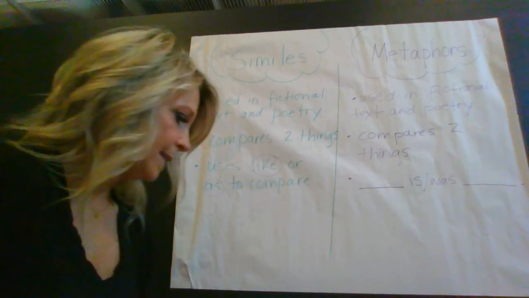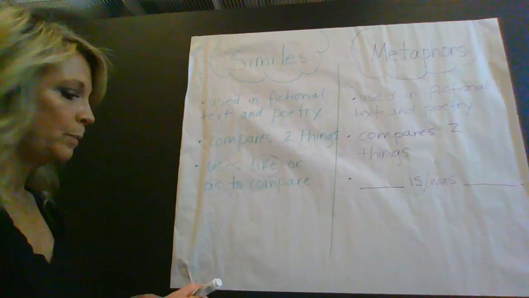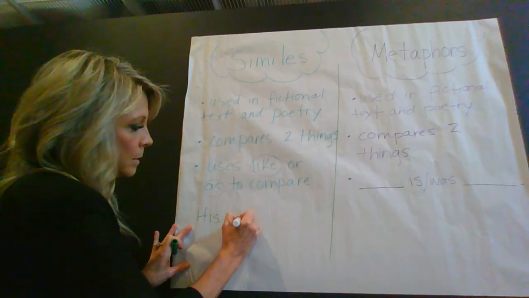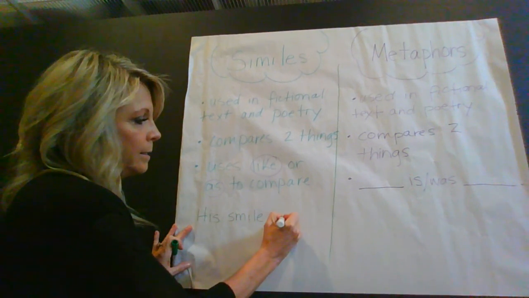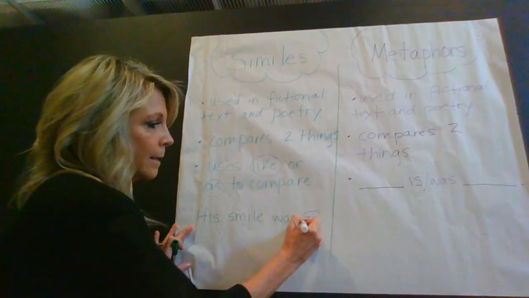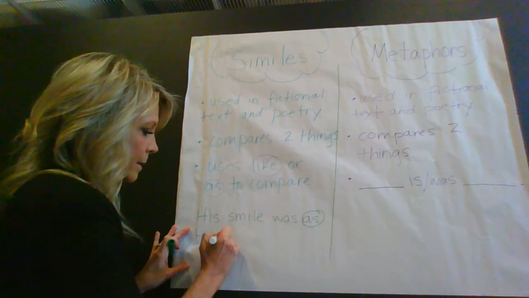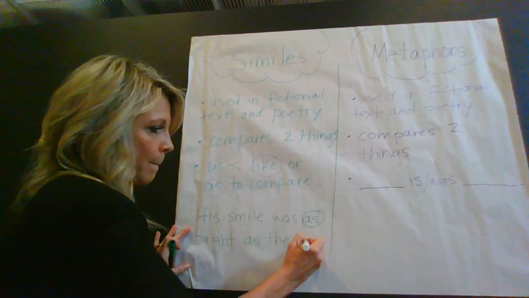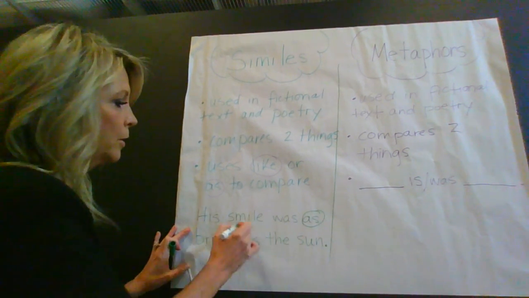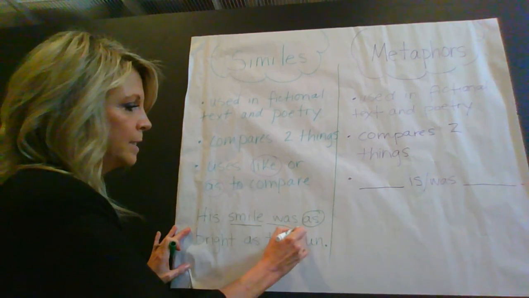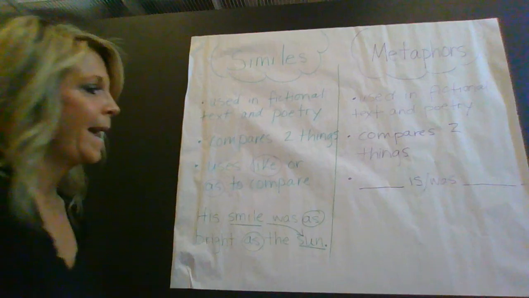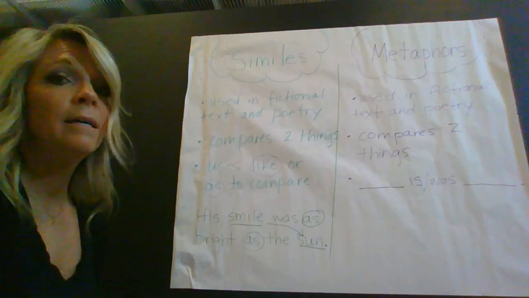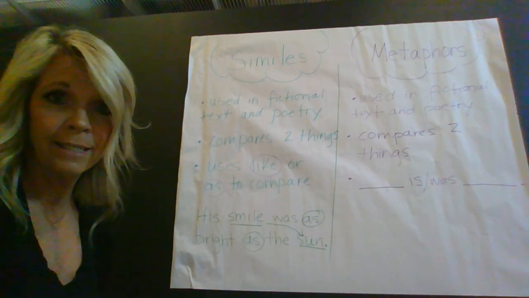Okay, so let's take a look at some examples. Let's do a simile first. We would say something like, his smile was as bright as the sun. So we are comparing his smile to the sun, and we're using the word as to do it. We could also say his smile was like the bright sun. Still a simile, just using the word like instead of as.